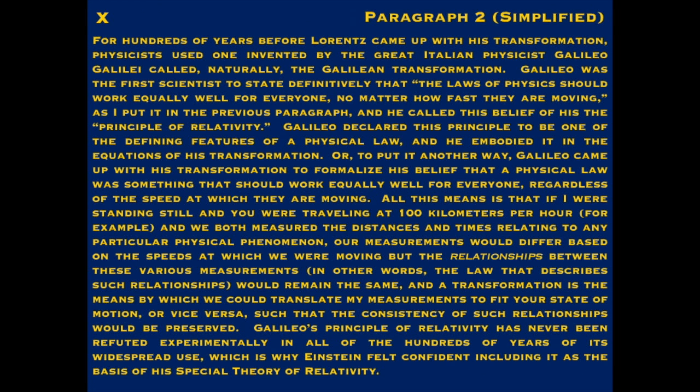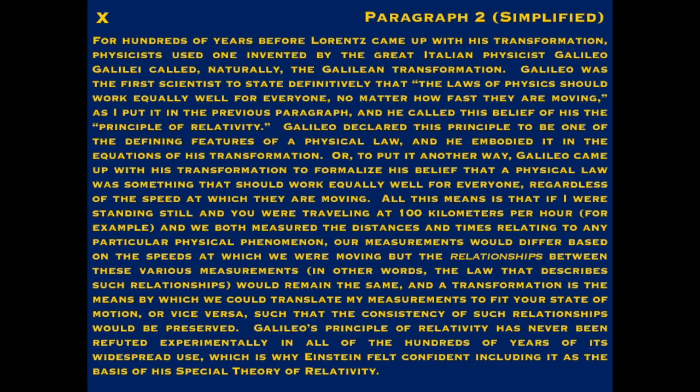For hundreds of years before Lorentz came up with his transformation, physicists used one invented by the great Italian physicist Galileo Galilei called, naturally, the Galilean transformation. Galileo was the first scientist to state definitively that the laws of physics should work equally well for everyone no matter how fast they are moving, as I put it in the previous paragraph, and he called this belief of his the principle of relativity.